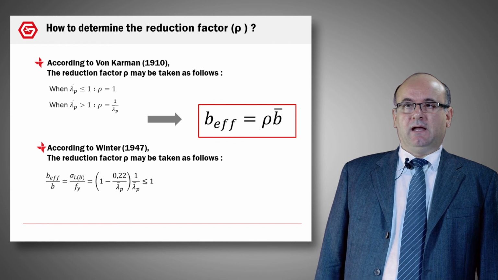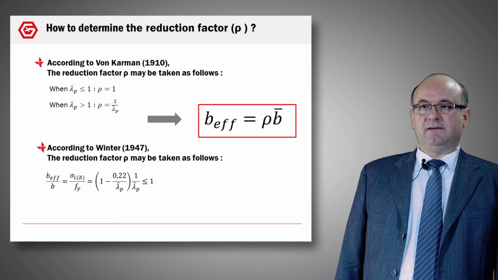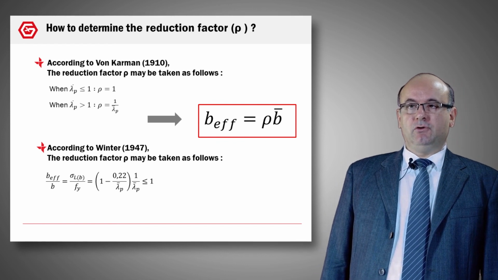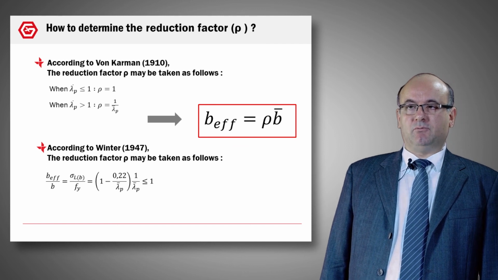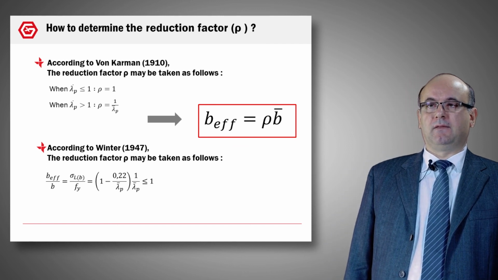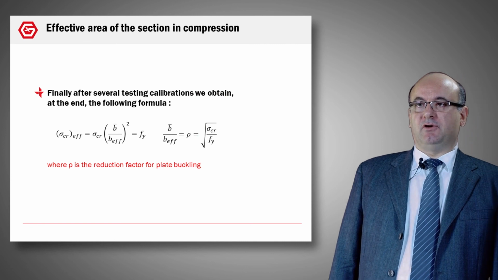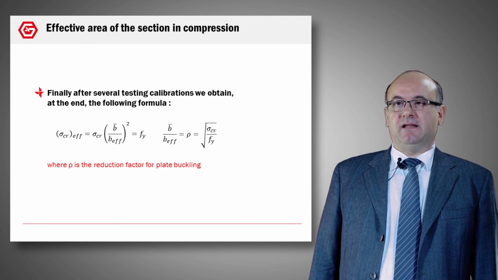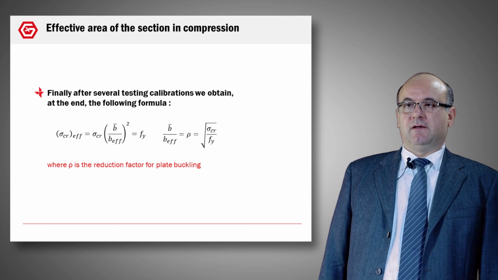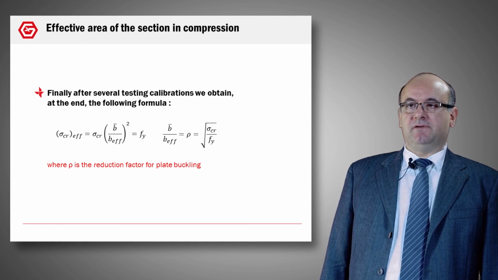If lambda p bar is superior to 1, in this case rho is equal to 1 divided by lambda p bar. After some tests, Winter, in 1947, proposed a new value of a factor rho, and it is given in this formula. Finally, after several tests and calibration, we obtained the following formula of the ratio B effective divided by B, that is equal to rho.